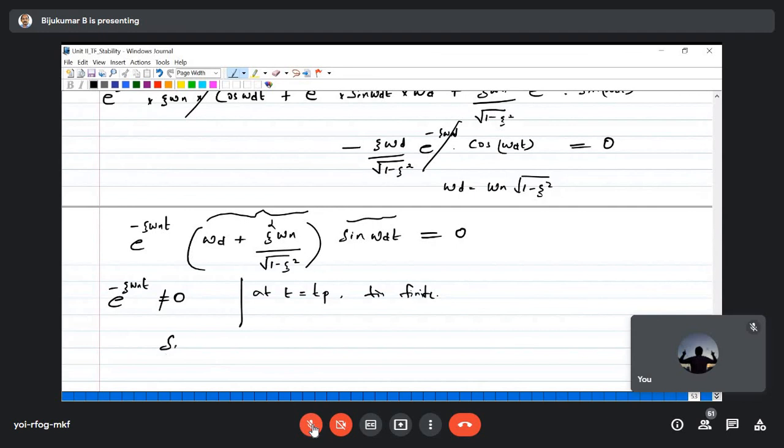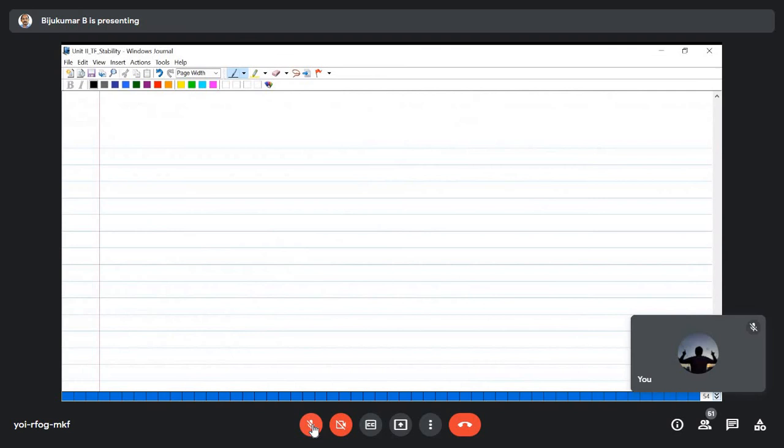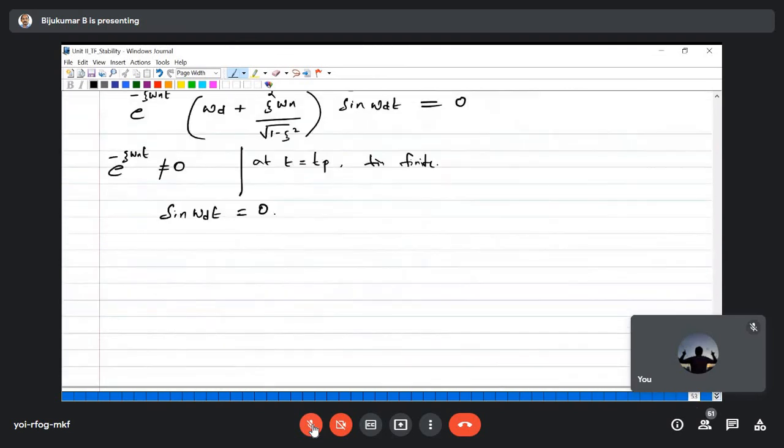So you can equate sine omega d t equal to 0. So from this we can write omega d t is equal to n pi, so t equals n pi by omega d, where n equal to 1, 2, 3, etc. This part will be 0, right?